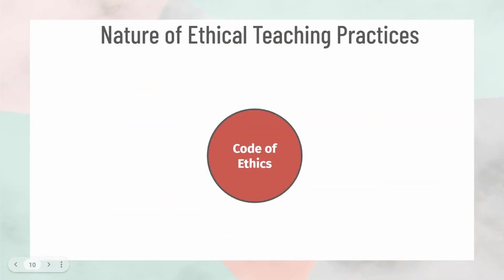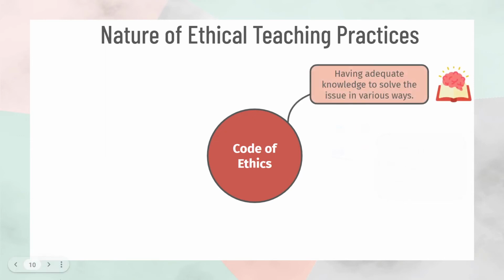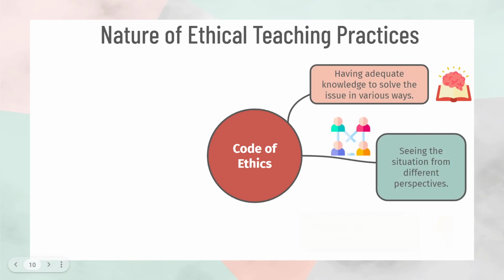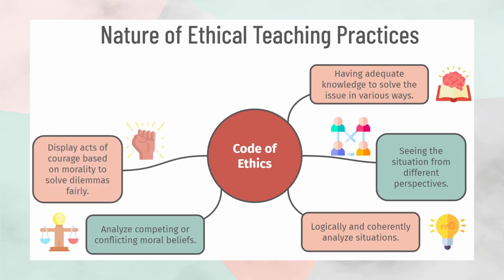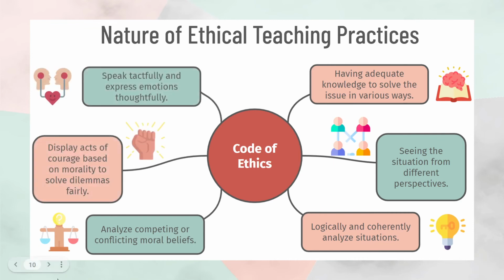There are 6 characteristics to the nature of ethical teaching practices. They include knowledge, empathy, reasoning, appreciation for moral consideration, courage, and interpersonal skills. To make professional decisions that are thoughtful, fair, and non-biased, a teacher needs to abide by these codes of ethics to ensure that their actions are justified accordingly.